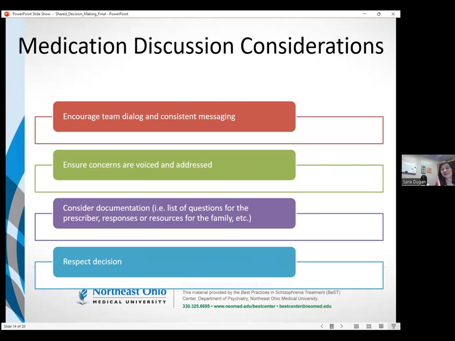Documentation can make sure that there's no confusion or "you never told me that" type incidents. And it helps with the respect for the decision. Here's what we talked about, and here's essentially what has been decided and how we're moving forward.